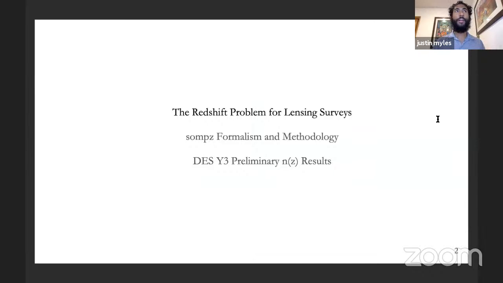The outline for today's talk: first, I'm going to talk about the Redshift problem within lensing surveys as a whole and try to give some context for this problem and why we should care. Then I'm going to be talking about the method that we've been developing to solve this problem. We call it SOMPZ, and I'll go into the formalism and the methodology of how it works. And we'll wrap up by showing preliminary results of the Redshift distributions from the Dark Energy Survey Year 3 data release.